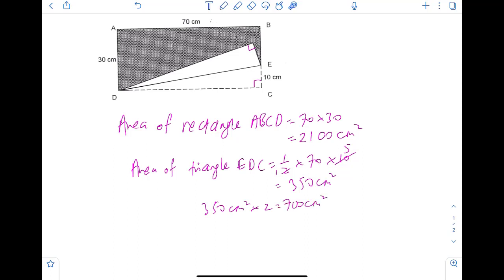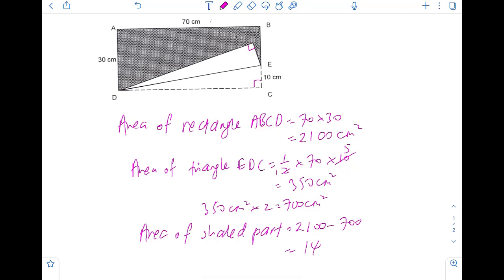Okay, and what we need to do next is to do a subtraction. So we take 2100 minus 700. That will give us the area of the shaded part. 2100 minus 700. Answer for this question: 1400, 1400 square centimeter.